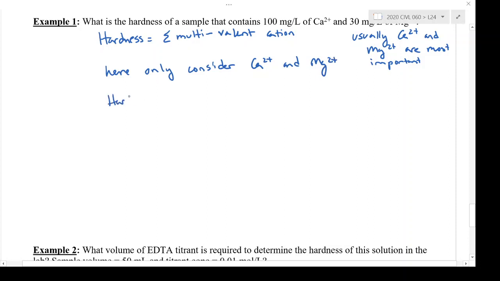Okay, so then our hardness is equal to the calcium and magnesium concentration, but we want to express it in equivalents per liter, and then in milligrams per liter as CaCO3. So we add a conversion factor here, as it's 2 equivalents per mole for both of them, times the molar concentration of calcium, and then 2 equivalents per mole times the concentration of magnesium.